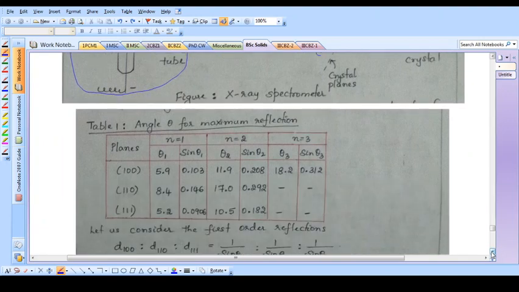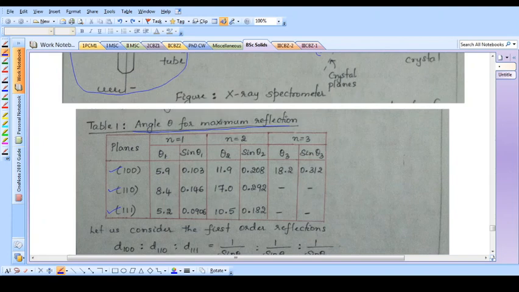Yes, here in this table I have given a list of Bragg's angle theta corresponding to maximum reflection from three planes: 100 plane, 110 plane, and 111 plane. I have not considered other planes because these planes are primary planes from which maximum intensity is observed. So I am only considering these three planes.